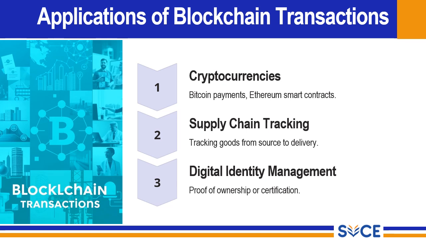Digital identity management. Identity fraud is a huge problem, but blockchain can help. The transactions on blockchain store proof of ownership, certification, and personal credentials. For example, universities can issue degrees on blockchain. This prevents forgery, so employers can verify if someone really earned a degree.